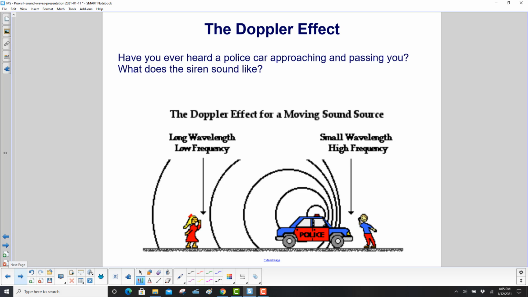Let's talk the Doppler effect now. Have you ever heard a police car approaching and passing you? What does the siren sound like? So here's the car going in this direction. If it's going away from you, it should have a low frequency sound. It has a long wavelength. If it's approaching you, it has a small wavelength and a high frequency, a higher pitched sound.